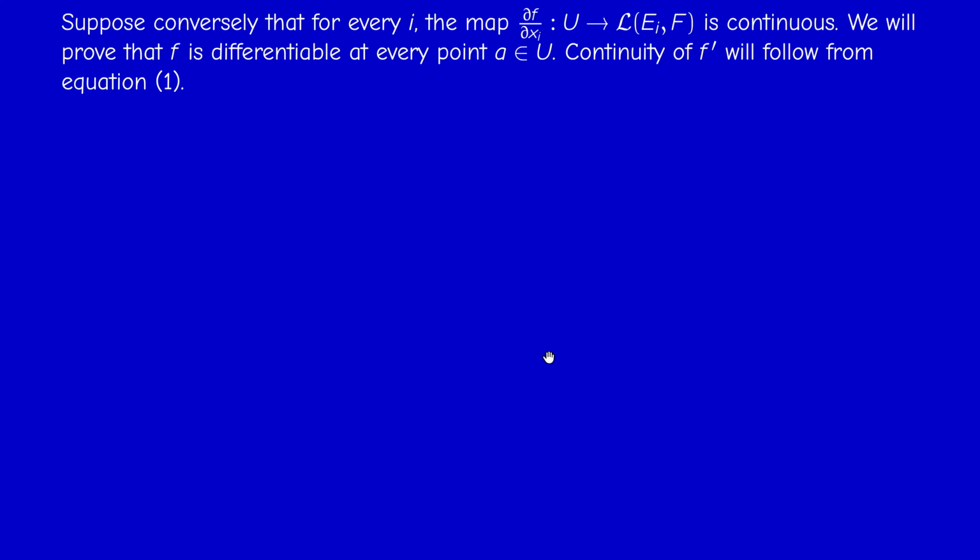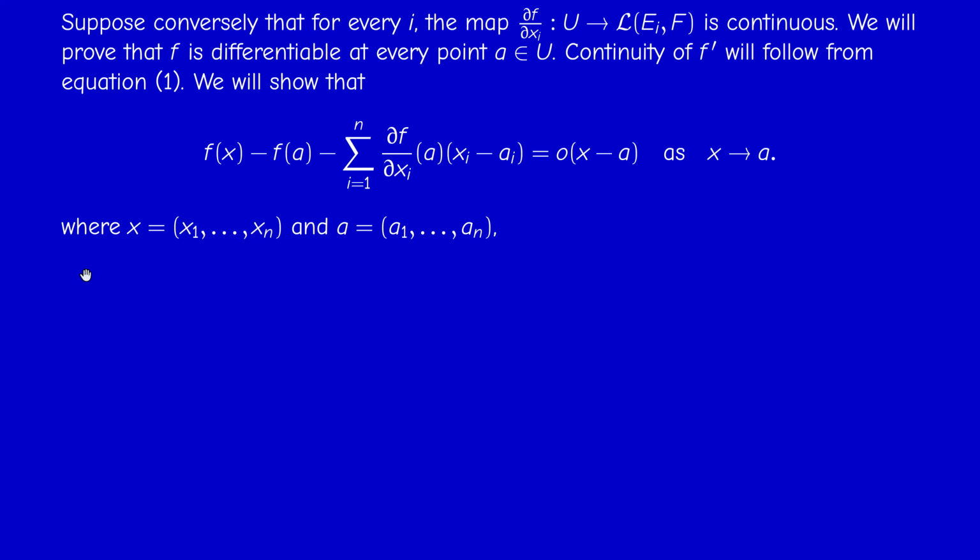So we pick an arbitrary point A in U, and we'll show that the difference between F and this linear part is a small o of the increment x minus A. Okay, so here x is an element in U, which is a subset of a product space. So x is an n-tuple or a vector, if you like, and same thing for A. Now, of course, we can write this in a slightly different way. We can write it as f of a plus h minus f of a minus this equals small o of h. But I prefer this form because it's less confusing, as you shall see now.